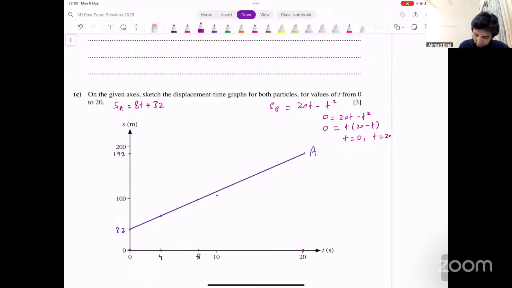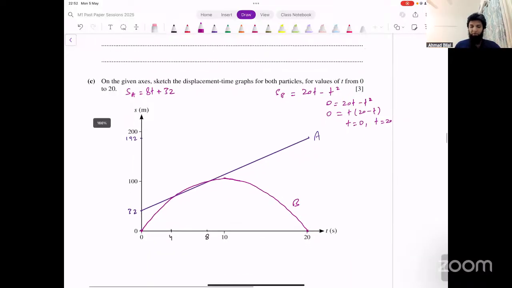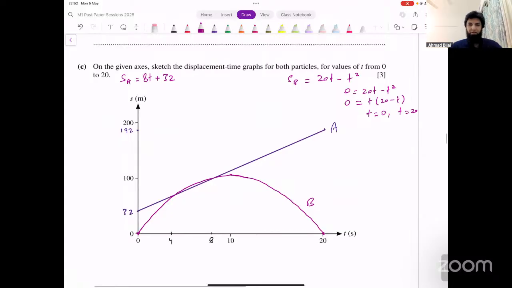You would say it looks like this. Looks like this on this side. It has this turning point when time is equal to 10. And similarly, on the right side, you make something like this. That's the graph that you're looking for. This is the graph for B. That's the part C of this. Is that okay? Any issues with this?